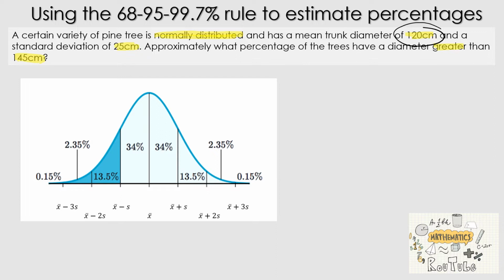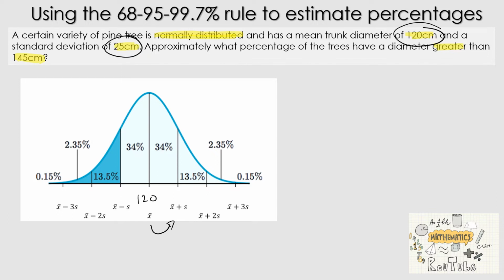So we're going to first input our mean, which is 120. Remember, that's always the position of the mean. And now let's move up 1 standard deviation. We're going to go right, which is moving up 1 standard deviation, and the standard deviation is increasing and decreasing by 25, which I've just circled in the question.